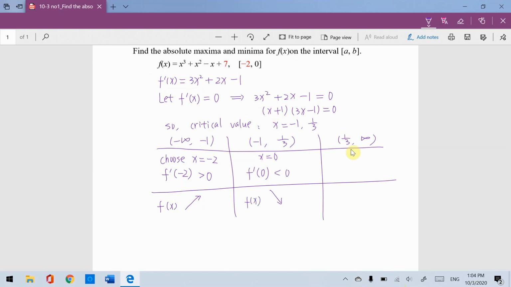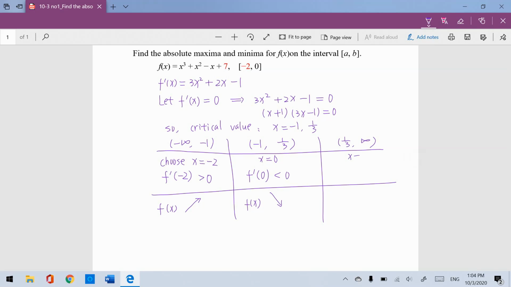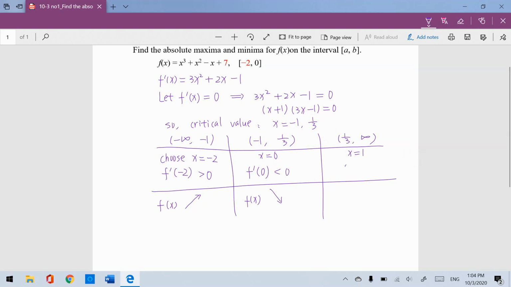Now let's see the last one. We pick an easy, simple number, x is 1. So 1 plus 1, we want to see the derivative, right? 1 plus 1 is greater than 0, 3 minus 1 is greater than 0. So positive times positive, we know it is greater than 0. So the original function is increasing.